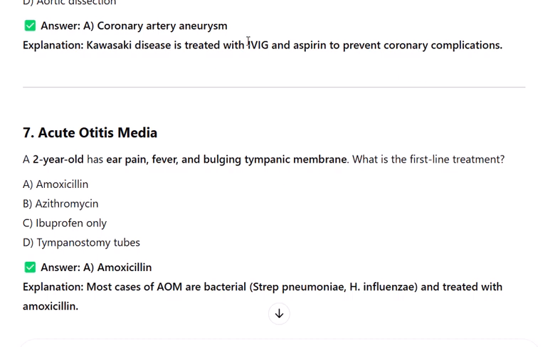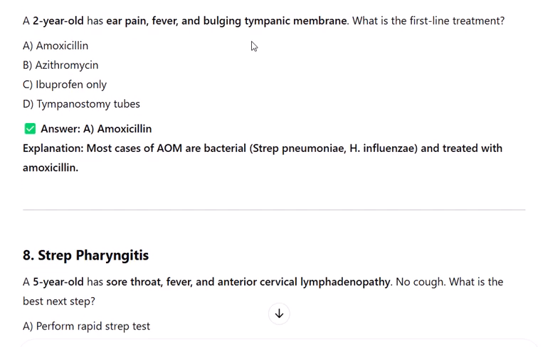7. Acute otitis media. A 2-year-old has ear pain, fever, and bulging tympanic membrane. What is the first-line treatment? A. Amoxicillin. B. Azithromycin. C. Ibuprofen only. D. Tympanostomy tubes. Amoxicillin. Explanation: most cases of AOM are bacterial, Strep pneumoniae, H. influenzae, and treated with amoxicillin.